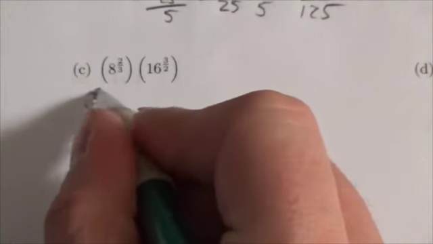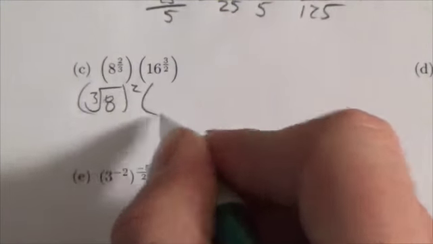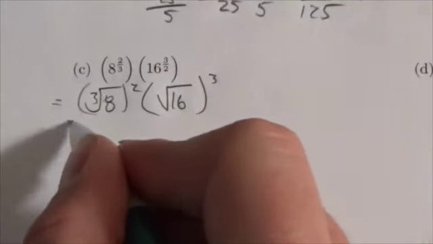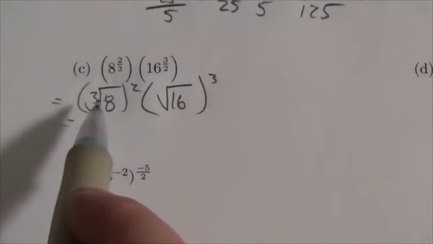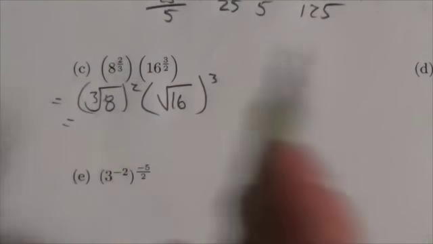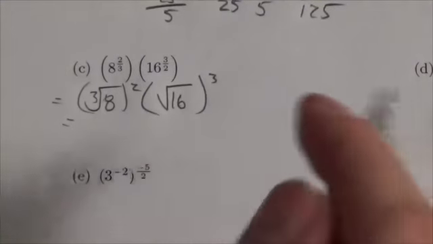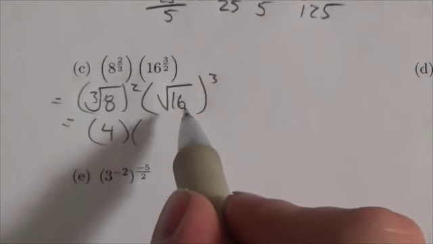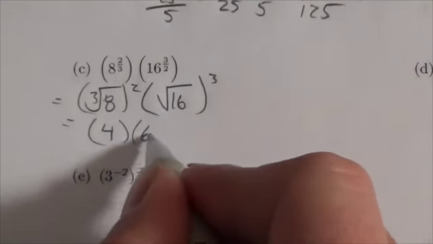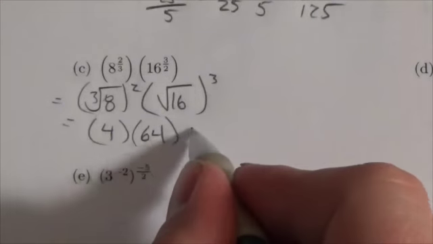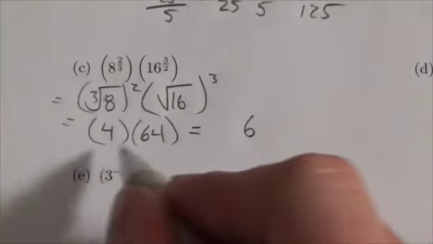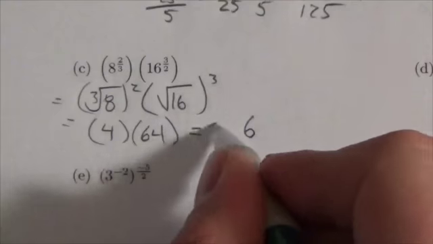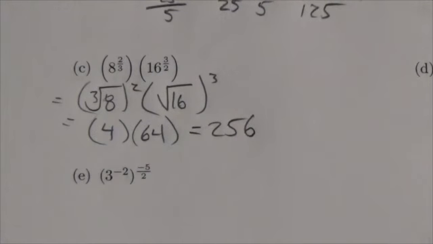Now that means the cube root of 8 squared. 16 to the 3 halves is the square root of 16 cubed. Again, I'm really too lazy to do this the other way here. I don't want to square 8 and then take the cube root, because I know that the cube root of 8 is 2, squared is going to be 4, and the square root of 16 is going to be 4, cubed is 64. Then 4 times 64, I've got to make sure I'm doing this right. 4 times 4 is 16, 4 times 6 is 24, so 256. That's the number that we're looking for.